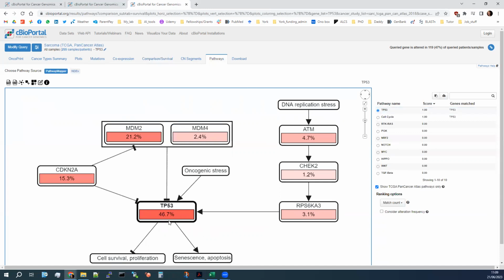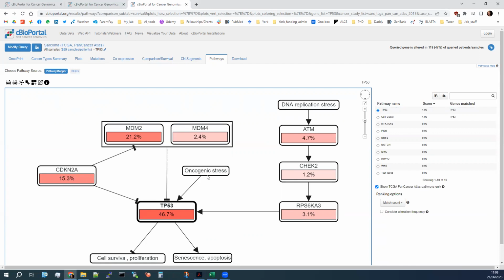The percentages underneath each of these genes represent how many times this gene is mutated in the cohort. So you can see here under P53, in sarcoma it's 46.7%, but you can see here as well that these two genes nearby to TP53, CDKN2A and MDM2, are also mutated quite a lot.